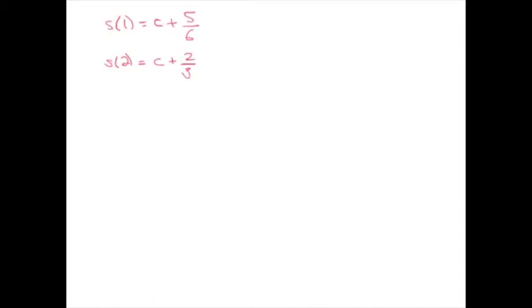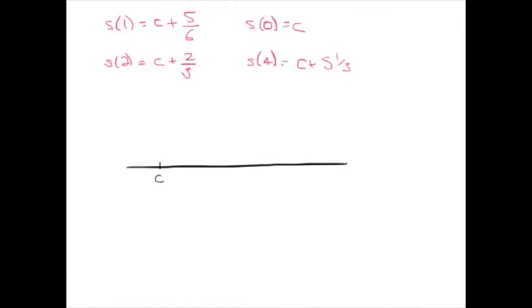Alright, so then if we want to do a motion diagram, remembering that S0 was equal to C and S4 was equal to C plus 5 and 1/3. Alright, so we want this. We're going to have C here. So for the first second, it's going to come up to here. This is technically step 4. Oh, we're drawing the motion diagram? Yep, so this is 4. So C plus 5 on 6 for the first second.